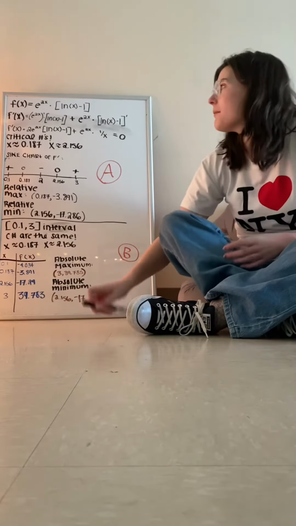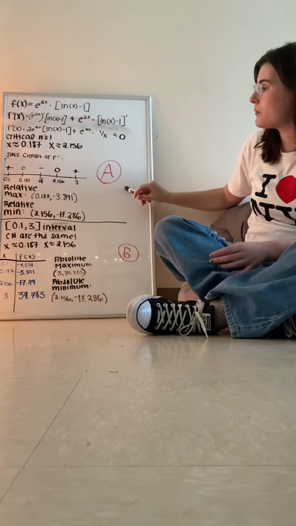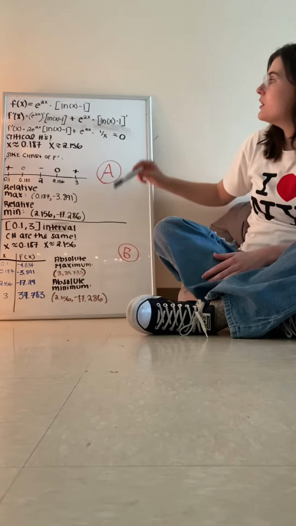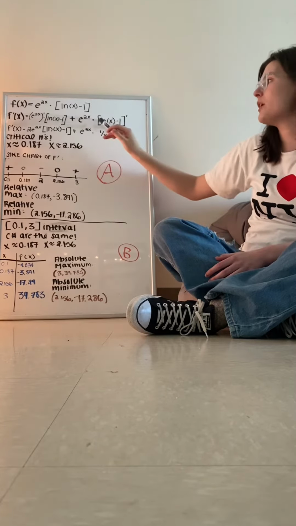Okay, I have problem number 2, and given this equation, I was supposed to solve for the relative extrema for part 1, and for part 2, I was supposed to find the absolute extrema on this interval. So given this value, I was able to determine the derivative by using the product rule.